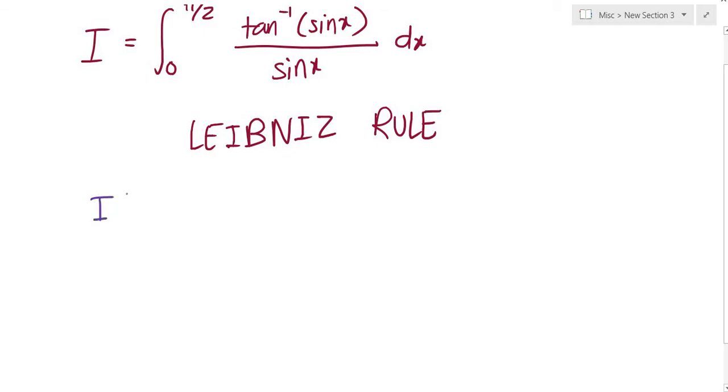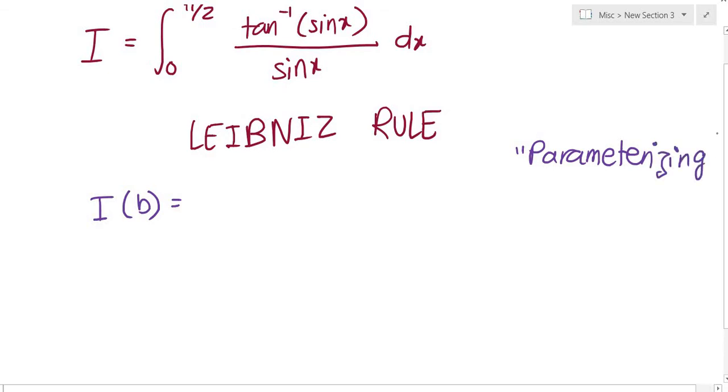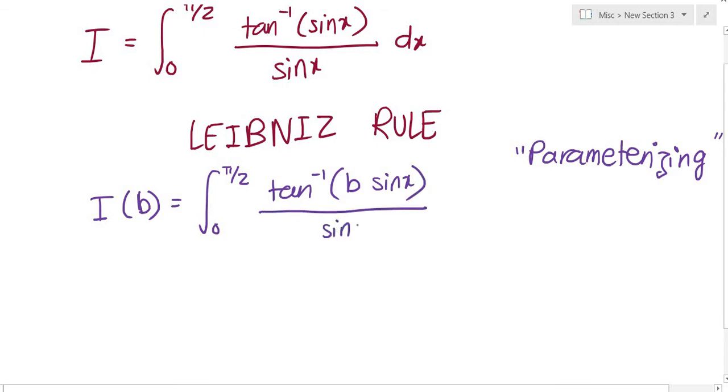So we have our I. Let's make it a function of b. So it's sort of parameterizing our problem, because we introduced this parameter b that was not known before. So we still have the integral from 0 to pi over 2, and then we have the inverse tangent of b multiplied with the sine of x inside the argument, all divided by the sine of x, dx.